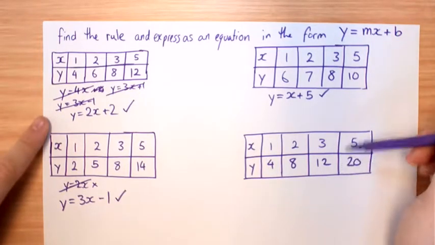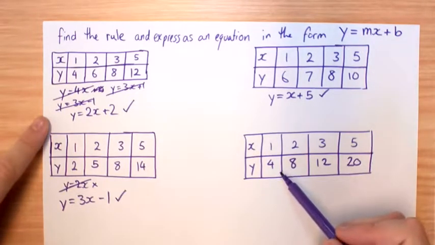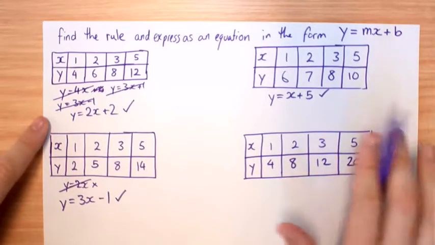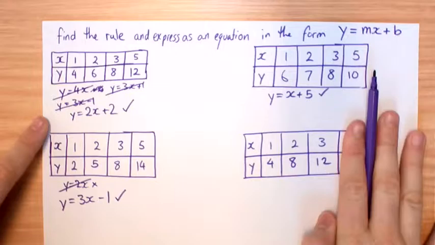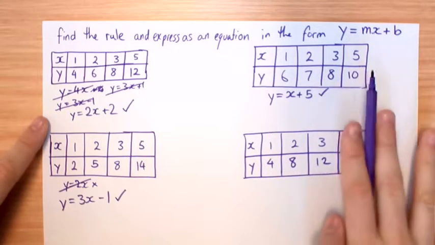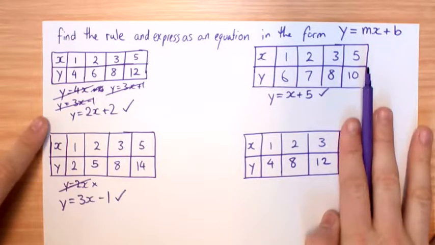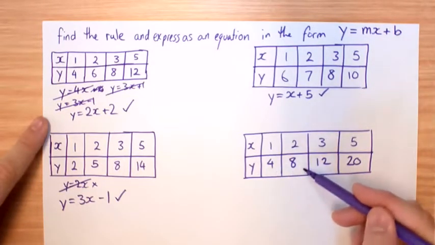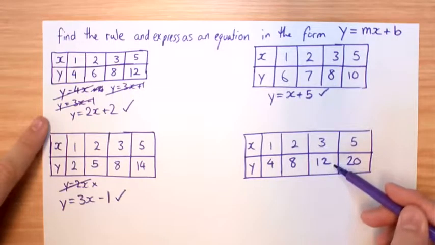Let's try that for the next one. 4, 8, 12, 20. Okay, well, let's just go these 3 terms here, simply because they're in order, 1, 2, 3. 4, 8, 12. Well, 4, 8, 12 is adding 4 each time, isn't it? Adding 4 each time. So this one here is actually 1 times 4. This one here is 2 times 4, and this one here is 3 times 4.